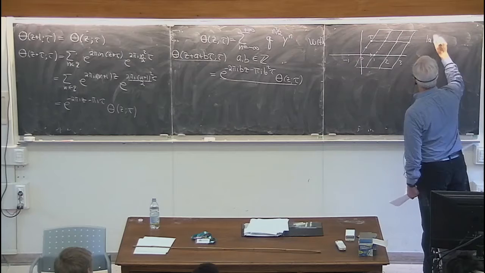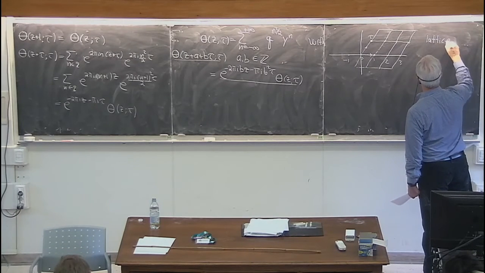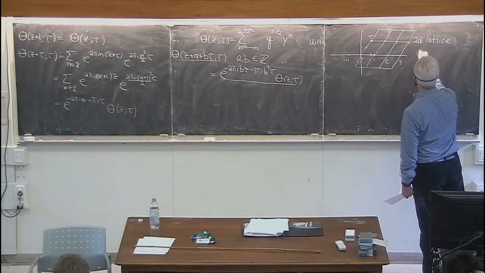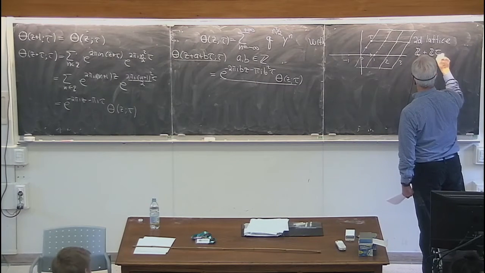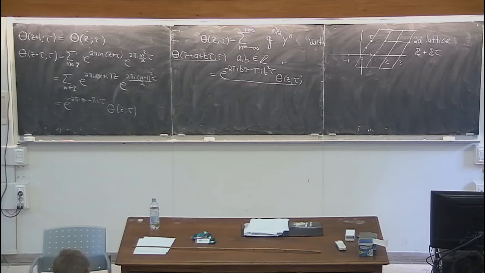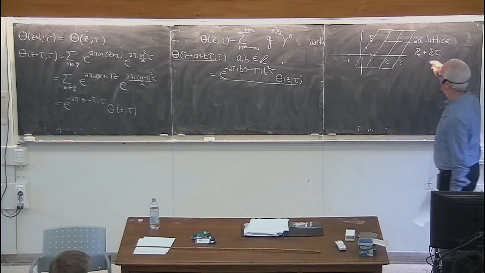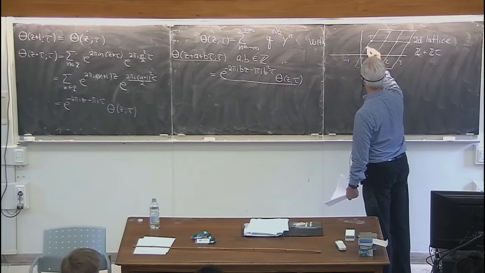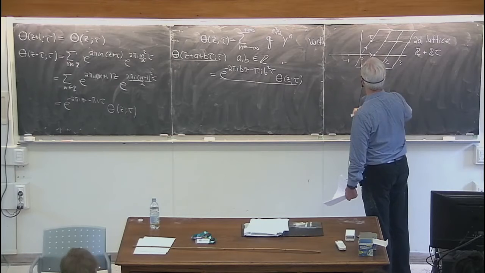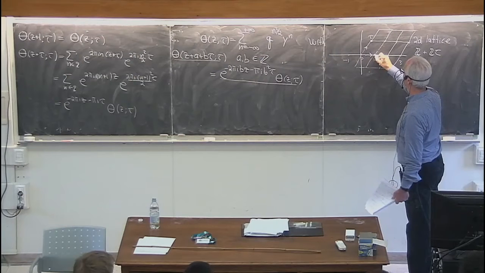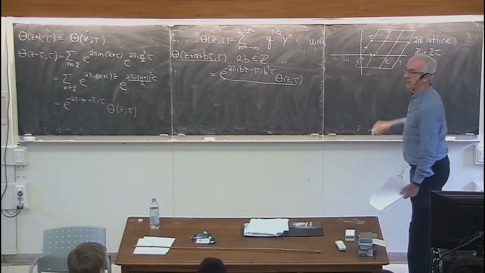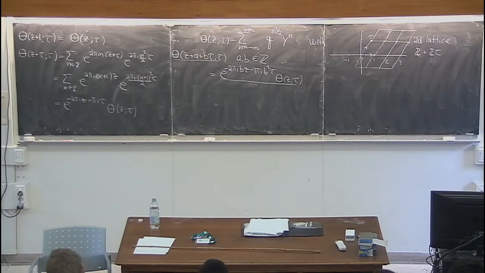So in other words, we have a two-dimensional lattice, which I will write as Z plus Z tau, which simply means I'm allowed to take any integer plus any integer times tau, any linear combination with integer coefficients of these two basis vectors. And when I shift along this direction, the function comes back to itself. But when I shift up, it comes back up to a phase.